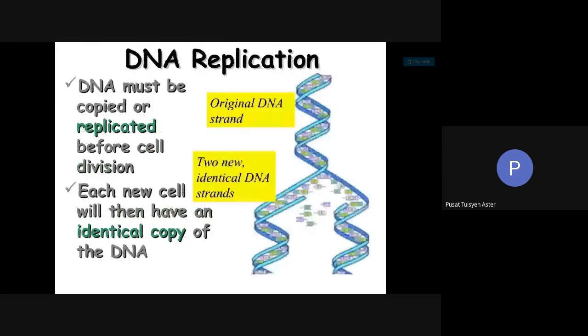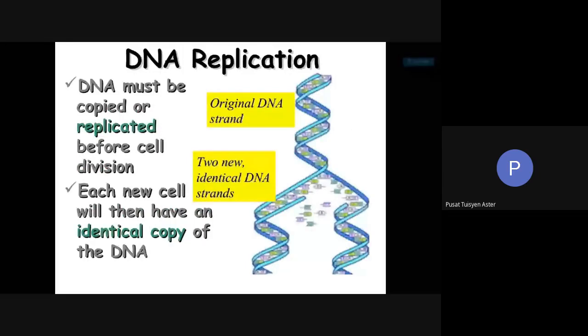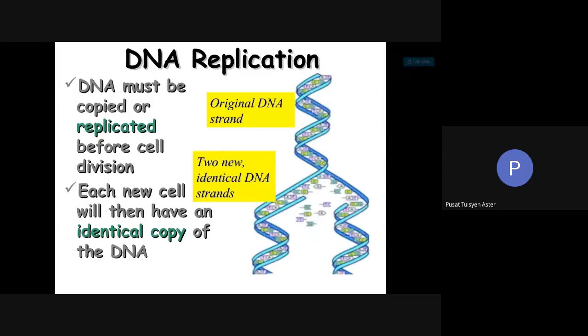Now kita dah belajar pasal DNA replication, tapi saya ulang balik supaya korang faham. Original DNA strand macam mana? Lepas tu dia pecah jadi two new identical DNA strands. Kenapa dia perlu copy or replicated before cell division? Okay, because only then will each of the cells have its own identical copy. Each new cell will then have the same DNA that's been replicated.